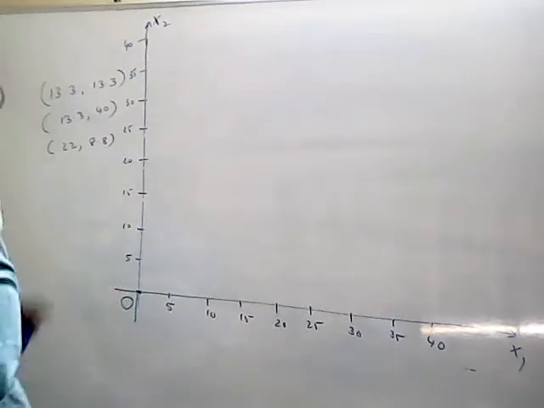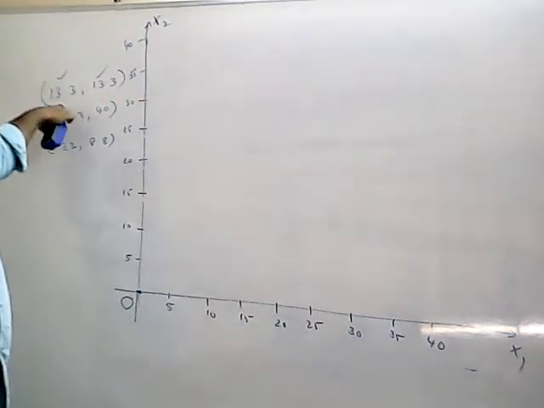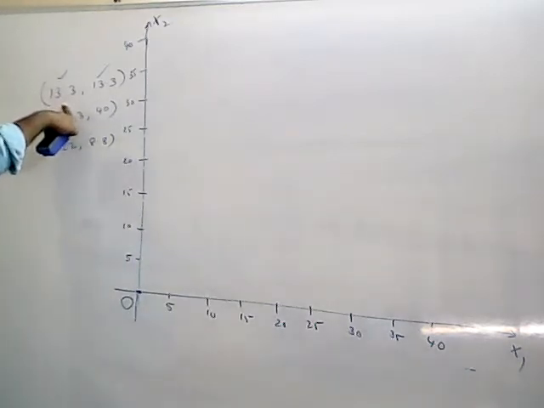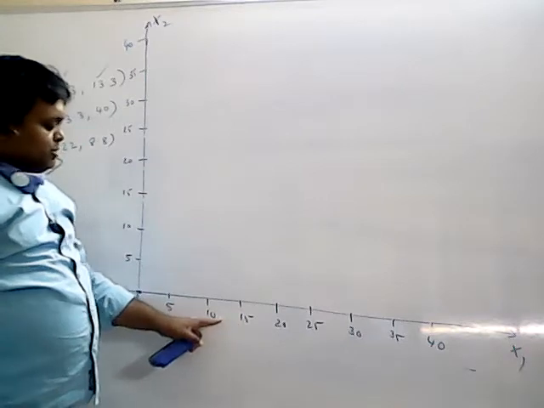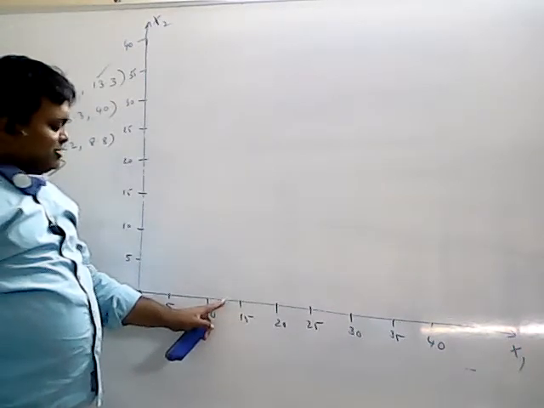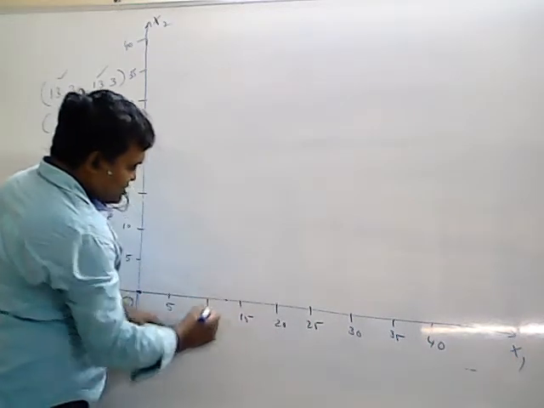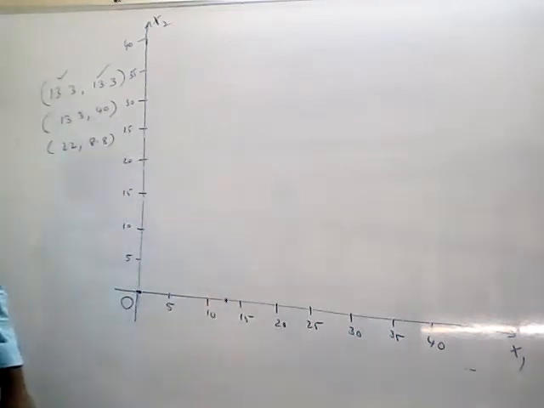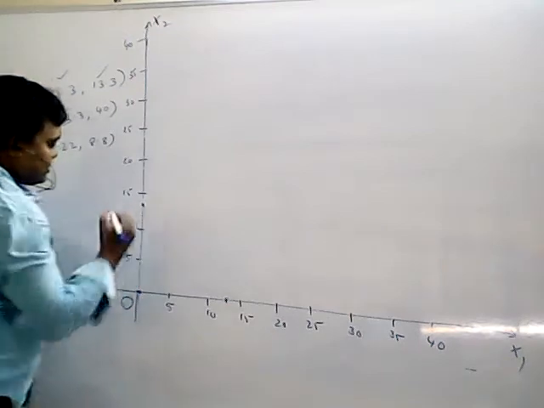Okay. So what is the first value? 13.3 comma 13.3. Roughly you can identify, because in the practical examination the graph will be provided. In the examination you have to draw the graph. You know the scale only. So roughly you can identify that point. So this is a big point. 10 plus 2.5, 12.5 is this one. 13.3 is a little more. So I am considering 13.3 is this value. Roughly you can identify 13.3. And the x2 value is also 13.3.